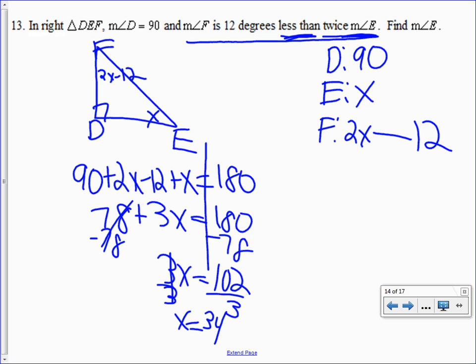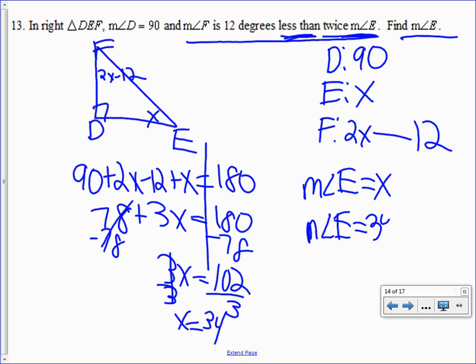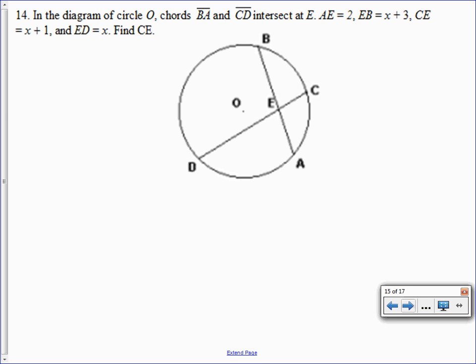The question's asking me for the measure of angle E. Measure of angle E is x. So the measure of angle E is 34. Again, for the circle problems, it might not be one exactly like this, but you're responsible for knowing all your rules.